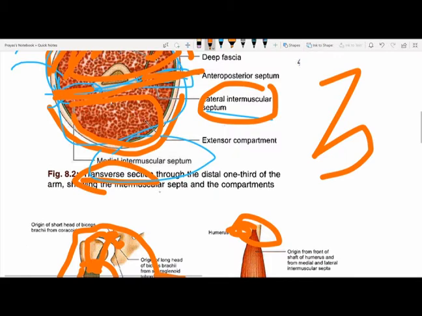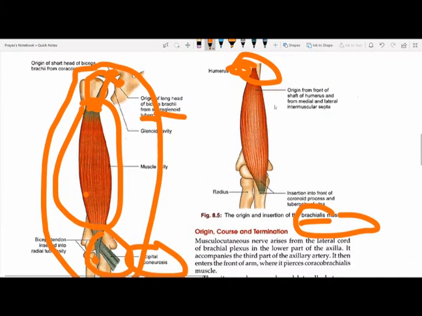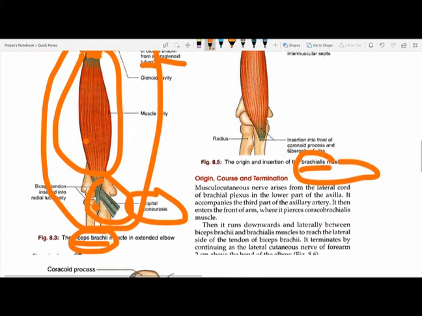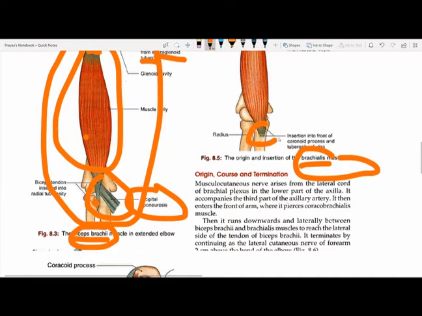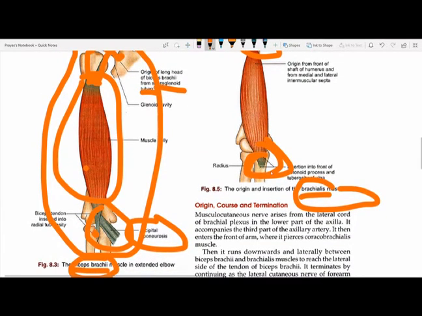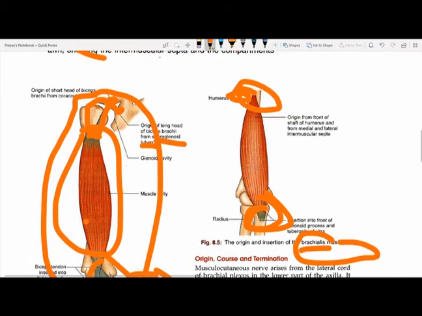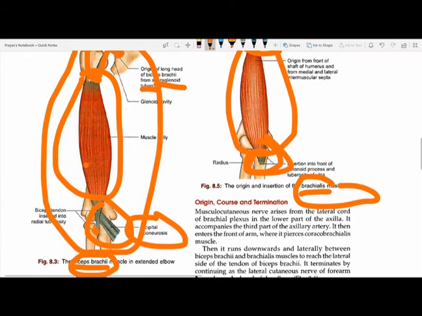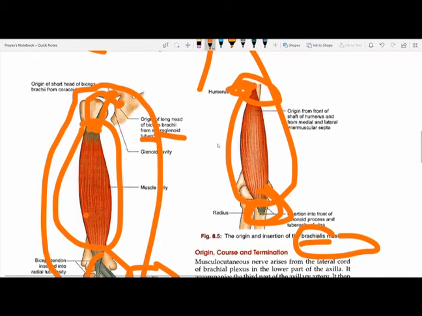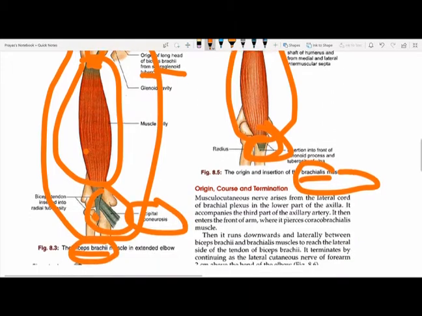So this muscle originates not only from a bone, like the borders of the humerus, but also from the septum as well. It originates here, and it terminates at the coronoid process and the tuberosity of the ulna. So it originates at the humerus and terminates at the ulna, not the radius. It covers the lower part of the humerus, whereas the biceps brachii covers the whole humerus. It only covers from the middle to the lower part of the humerus. That's pretty much it.